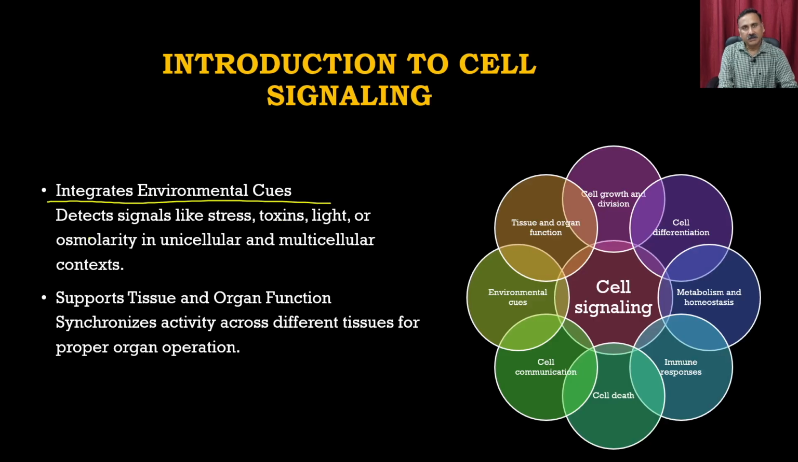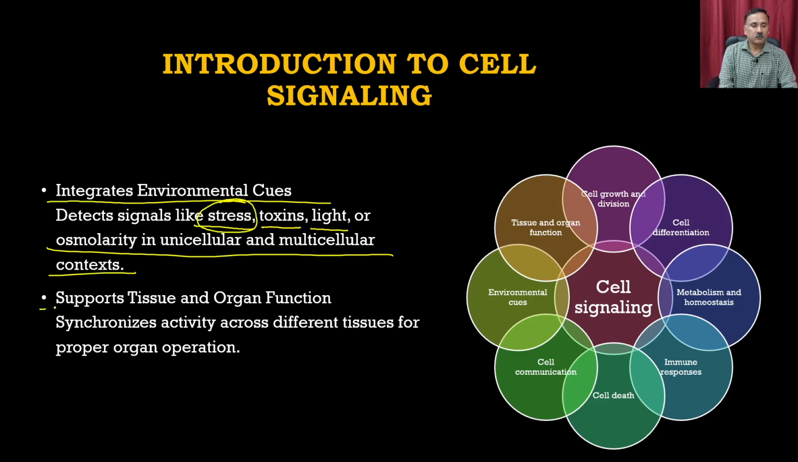And then we also integrate environmental cues. So basically cell signaling is going to detect different types of environmental factors. It is going to detect abiotic stress, toxins, light, osmolarity, pH, and humidity, and all those kinds of things. And that is going to help in maintaining the internal environment, or homeostasis.